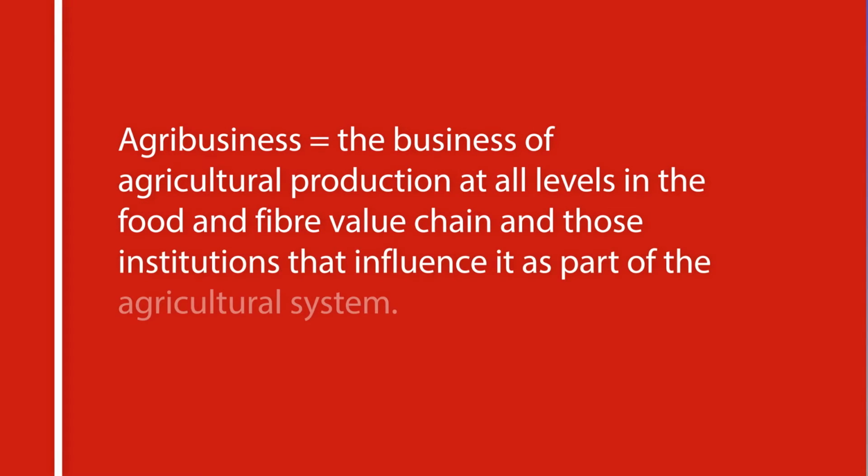For example, sheep producers focusing on meat also produce wool. And in Tasmania in particular, pharmaceuticals are a very significant part of our mix of agricultural businesses. For example, poppies, pyrethrum. Later in that Gunderson chapter, they do discuss the importance of fibre production and pharmaceuticals as part of the agribusiness spectrum. So I think a pretty good definition of agribusiness is something along the lines of the business of agricultural production at all levels in the food and fibre value chain and those institutions that influence it as part of the agricultural system.